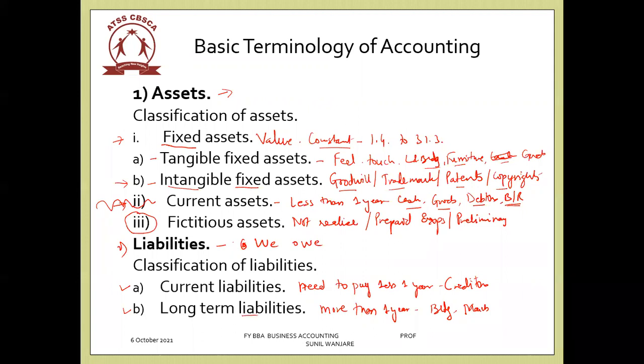Liability is the amount that we have to pay, and any account where the amount can be paid after more than 1 year is called a long-term liability. And any liability due in less than 1 year is termed a current liability.